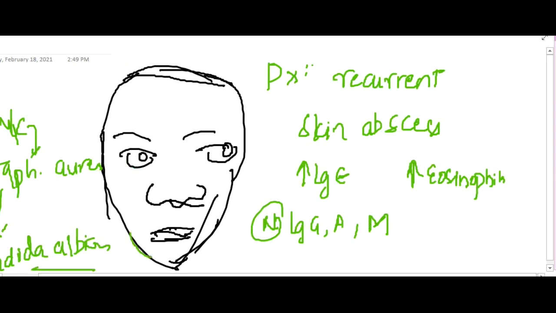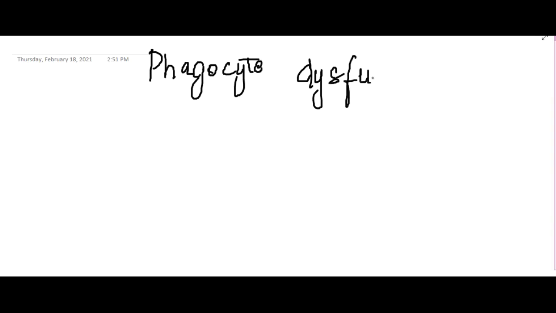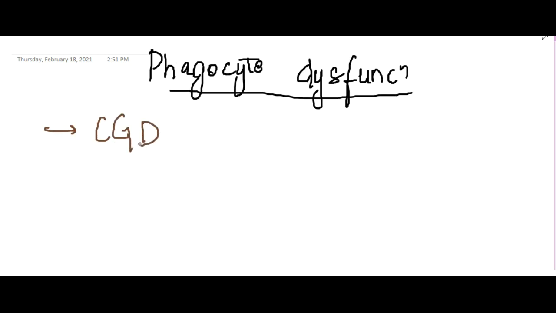Okay, so this is about the Wiskott-Aldrich, and the hyper IgE syndrome. Then after this hyper IgE syndrome, the next group of disorders include phagocyte dysfunction. Whenever there is phagocyte dysfunction, what are the diseases involved? Phagocyte dysfunction disorders include chronic granulomatous disease and also leukocyte adhesion deficiency.